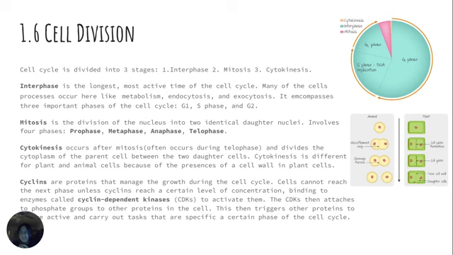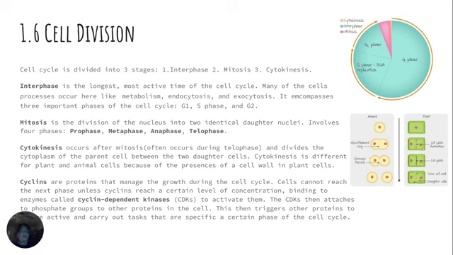1.6 Cell division. Basically, this is the cell cycle, and the cell cycle can be divided into 3 stages: interphase, mitosis, and cytokinesis. Interphase is the longest and most active time of the cell cycle, with many of the cell processes occurring here, like metabolism, endocytosis, and exocytosis. Interphase encompasses 3 important phases of the cell cycle, which are G1, S phase, and G2.